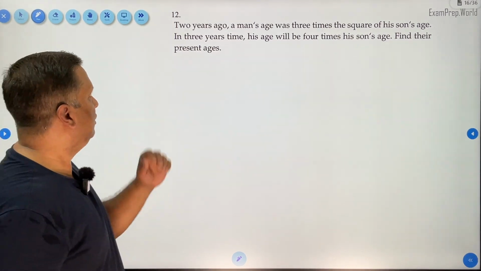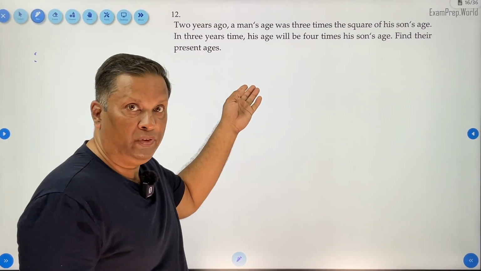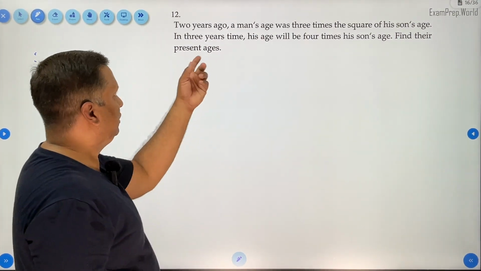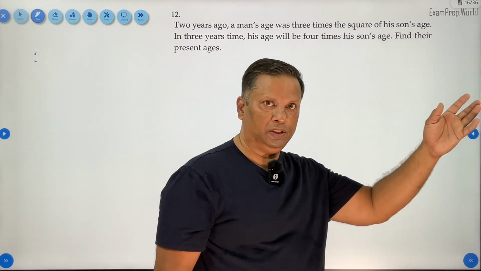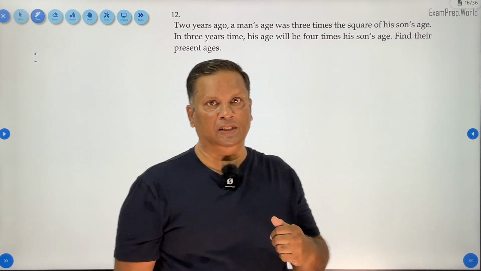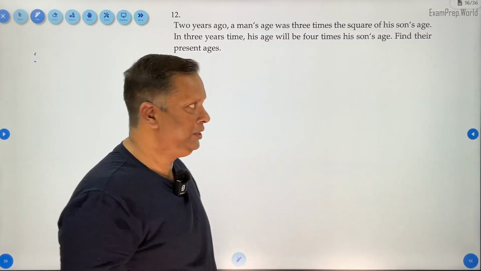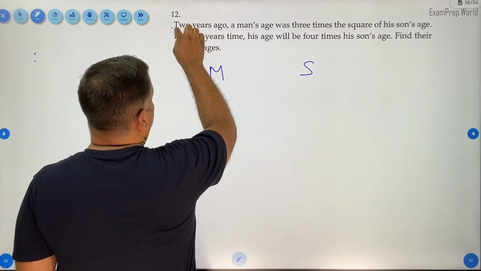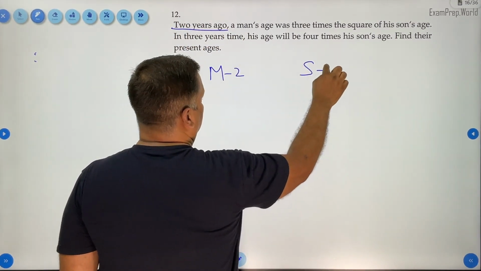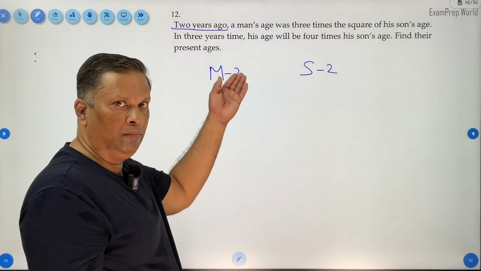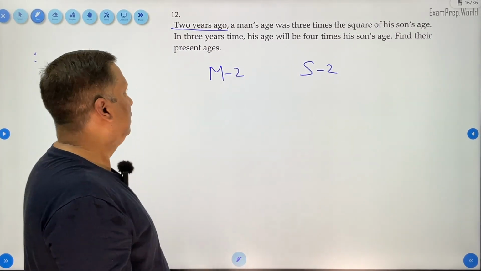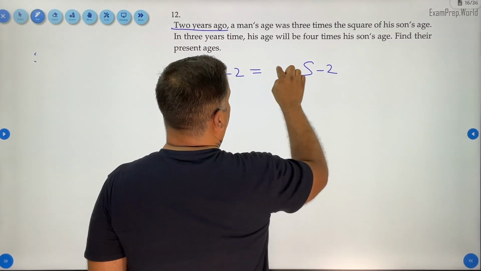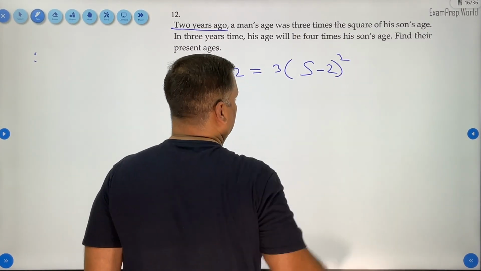So now here we have a question on the ages of son and the man. 2 years ago, the man's age was 3 times the square of his son's age. Let us keep the current ages as M and S. Because we are talking of 2 years ago, subtract 2 from both the ages. 2 years ago, he will be m minus 2 and son will be s minus 2. Now what is the relation? He says m minus 2 is 3 times the square of son's age.